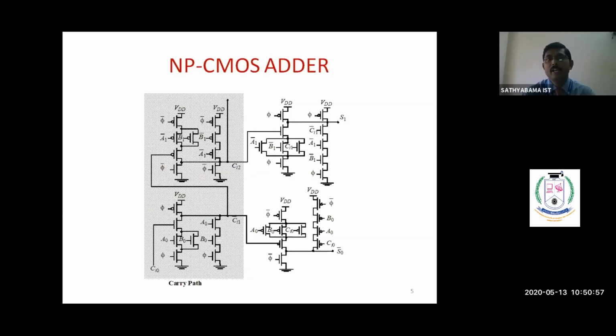Similarly, the same full adder circuit can be designed using NP CMOS logic. In the case of dynamic CMOS logic, we can go for pure dynamic CMOS logic, domino logic, or NP CMOS logic. Among these, NP CMOS logic is more efficient for cascading circuits. NP CMOS logic is a phi n block followed by a cascaded phi p block. So the adder can be designed using NP CMOS logic.